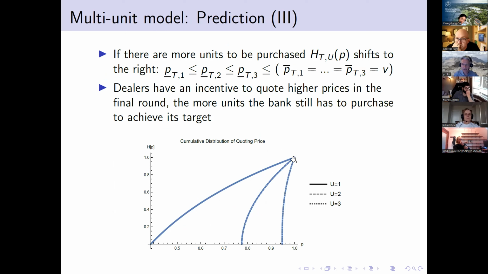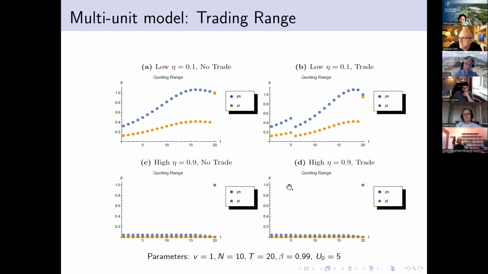So the equilibrium quoting density is like this. If you come into the last round and the central bank still needs to buy 2 units, then the equilibrium quoting density shifts to the right, obviously, as the dealers know they have more market power, and so they can quote higher prices. So coming into the last round with more units to purchase is not a good situation to be in. It's in the interest of the central bank to spread its trading and buy early on, to avoid getting into the last round with many units remaining. And if you look at the quoting range, you get some really interesting patterns.